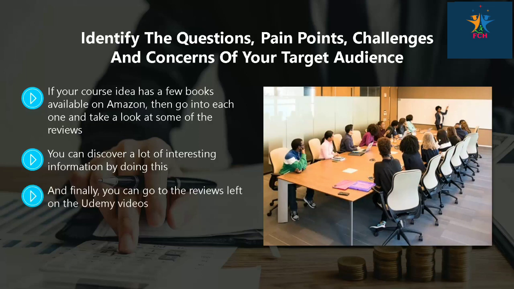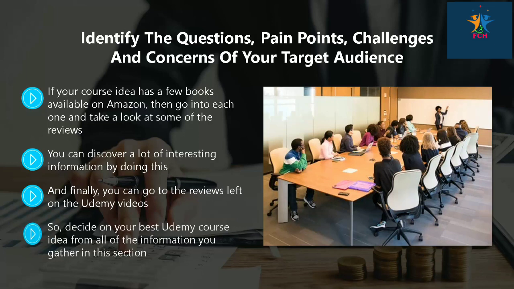And finally, you can go to the reviews left on the Udemy videos. Again, this is a great source of information where you can find out what was missing in a course or what didn't work as well as people expected. Where there are a lot of reviews, you can learn a great deal about your audience from the comments they leave. So, decide on your best Udemy course idea from all the information you gather in this section. The next step is to create an outline for your course.